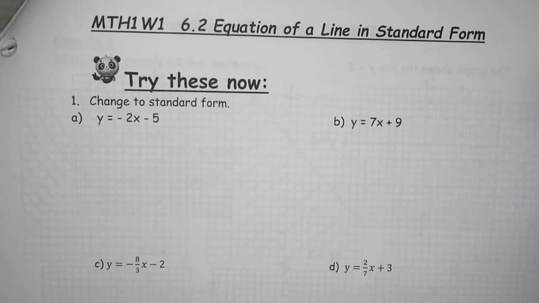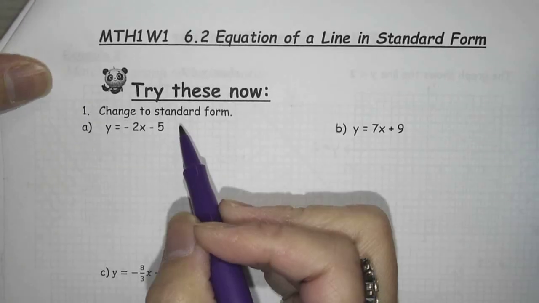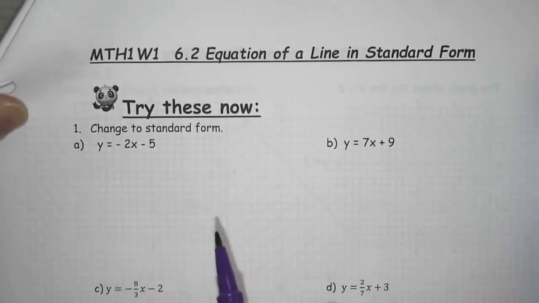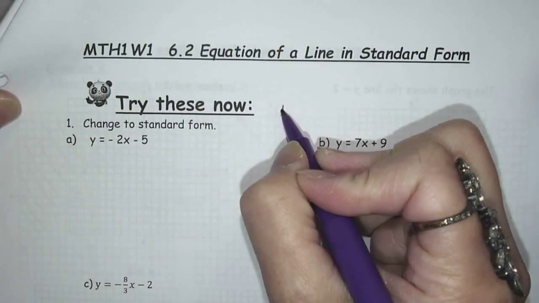In this video, we're doing the 6.2 Try Now sheet where we're changing it to standard form. Now, when we say standard form, we're not going to require you to memorize what standard form means this year. That will be in grade 10. What we want you to do is just practice the algebra.